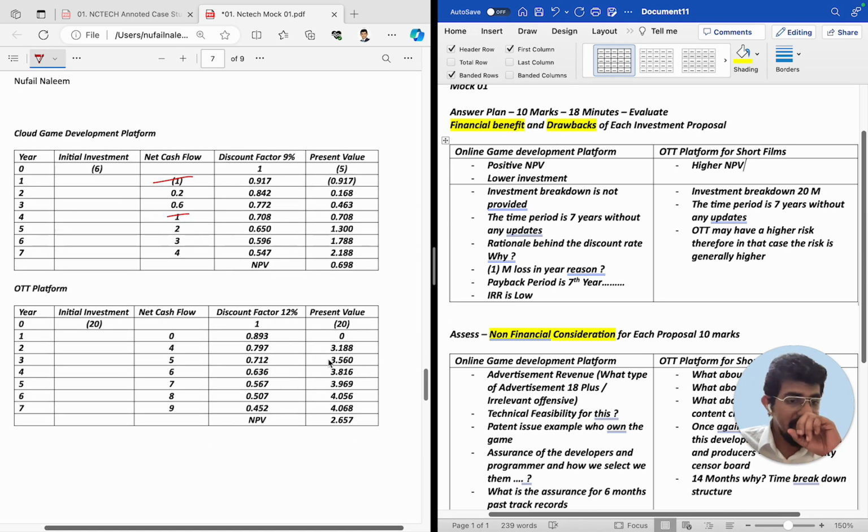But coming to the OTT platform, students, if you observe, higher NPV, but here can I write down one disadvantage is higher investment fund. That's a bigger challenge, if I'm not mistaken. And then, students, just to keep yourself confident and sharp enough to understand how these things effectively work. Now, that is one thing to keep in mind.